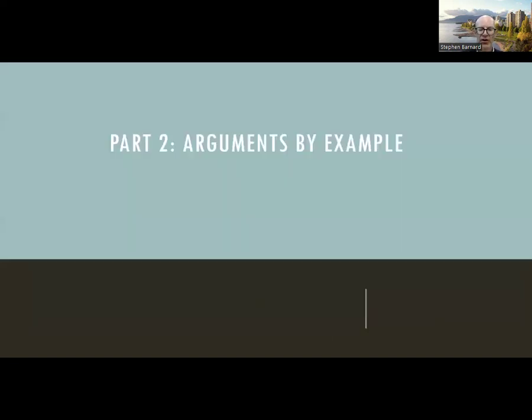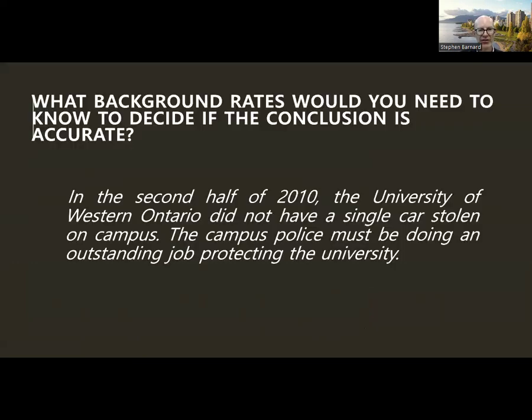All right, now moving on to arguments by example. We took a look at how you can use examples in order to support your argument. You can't just make an argument without evidence, and there are many types of examples you can use in order to strengthen your argument. But one of the rules that we looked at was background rates. What background rates would you need to know in order to decide if a conclusion is accurate or not? Remember, without the background rates, it can be hard to determine if an argument is accurate or not.